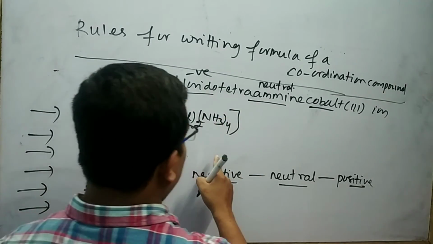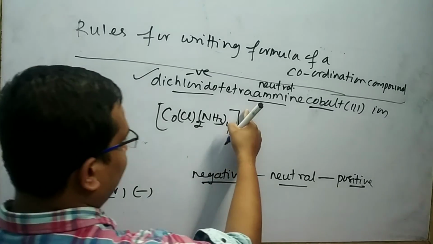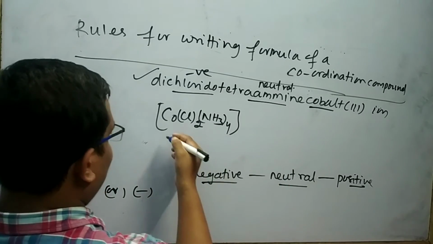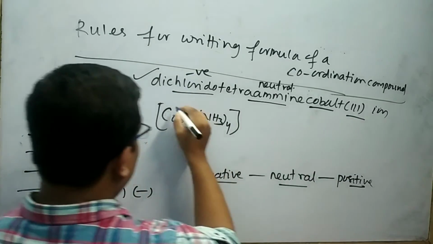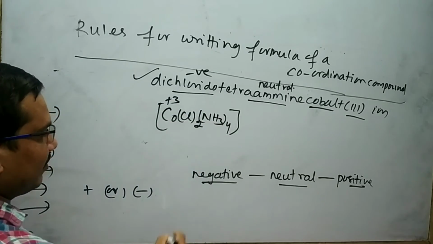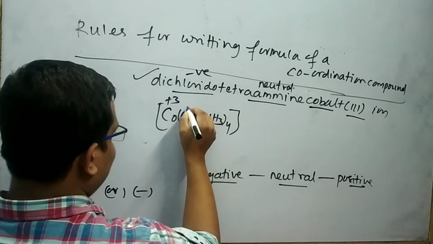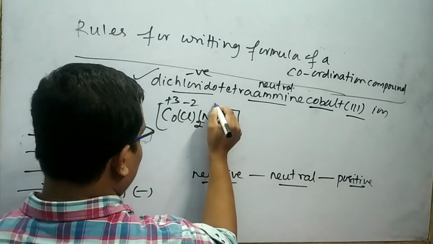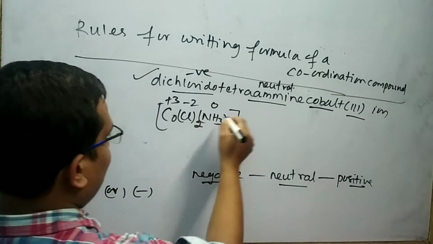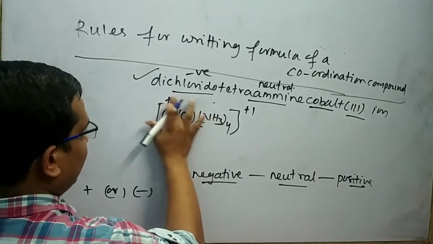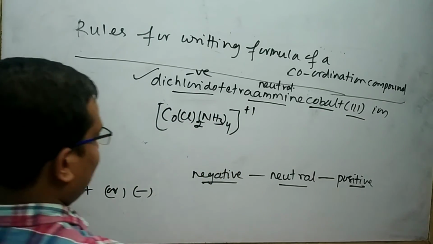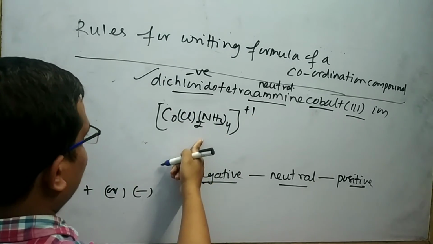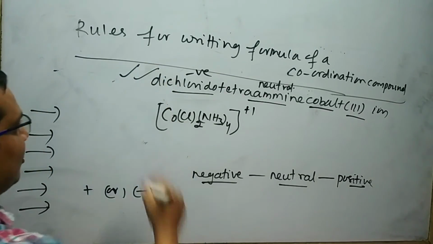This is your anion. So it is bound to write here some charge. Cobalt having +3 oxidation state. That means here I can write +3. Chlorine having -1. That means here I can write -2. NH3 is neutral. So here I can write 0. That means here I can write +1. That means finally I can write [CoCl2(NH3)4]+1. This is the formula for this complex ion.